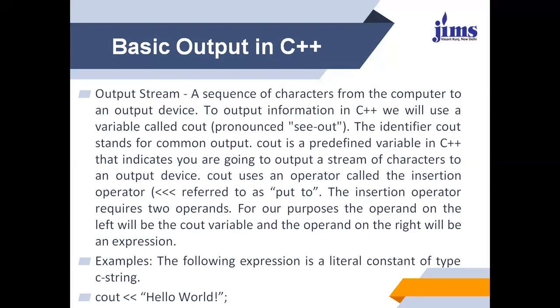If you want to print your address or anything, you just have to use cout, then the insertion operator, and then you have to use double quotes. Everything which is written in double quotes is printed as it is on the output screen. Is it clear to everyone?